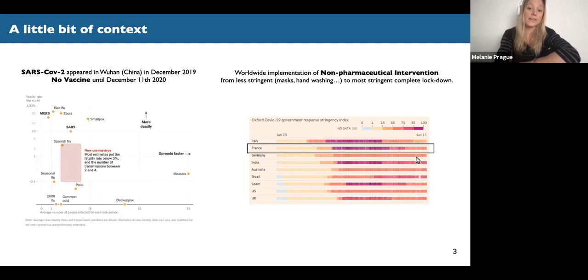But we see that a lot of countries, maybe all countries in the world, were implementing non-pharmaceutical interventions, from less stringent measures such as masks and hand washing, up to very stringent measures such as lockdown. So we had a really small understanding of the disease.